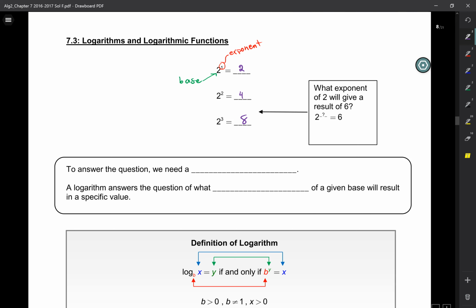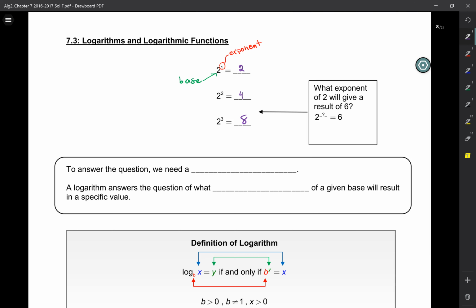Okay, so now look at what happened here. In going from an exponent of 2 to 3, my value jumped from 4 all the way to 8, right? I skipped 5, 6, 7. So what if, though, I wanted to get a 6? What if I wanted to raise 2 to an exponent and get a 6? How could I do that?